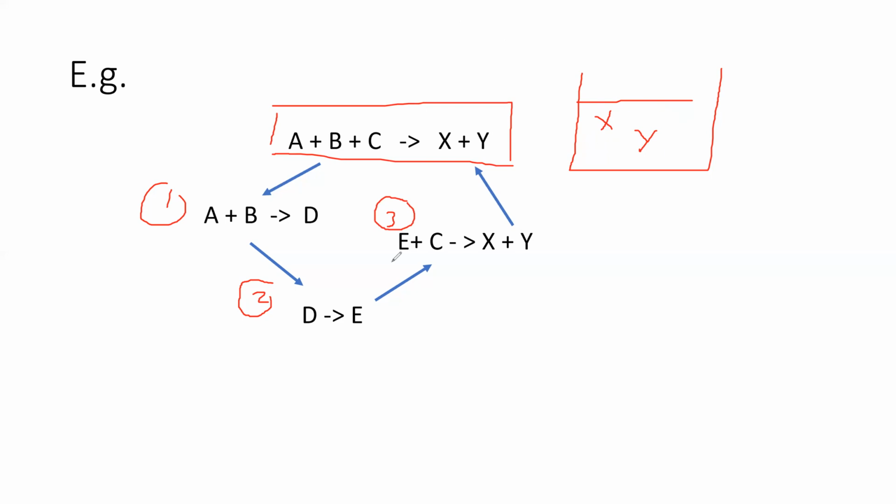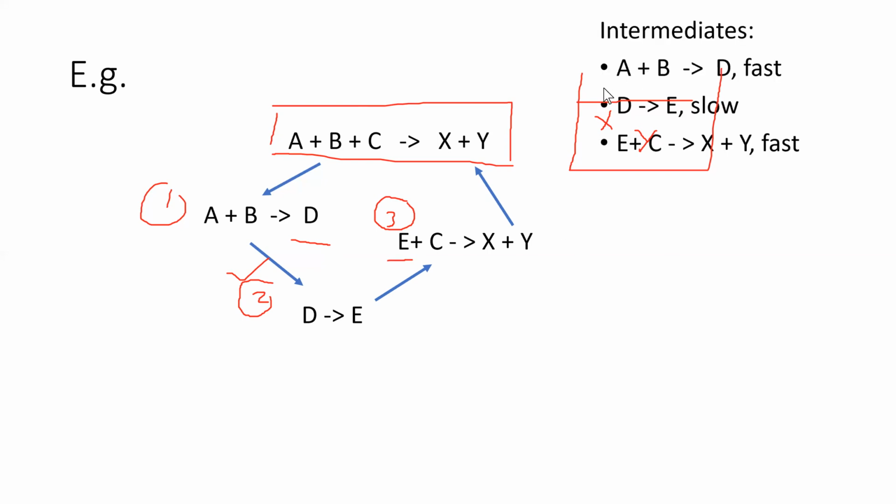And you can see how it has to be in this order. I cannot have 2 before I have 1, because in 1, I don't even have D yet. So I need to have D first before 2 can happen. And step 3 can't happen before 1 and 2, because then I don't have E.